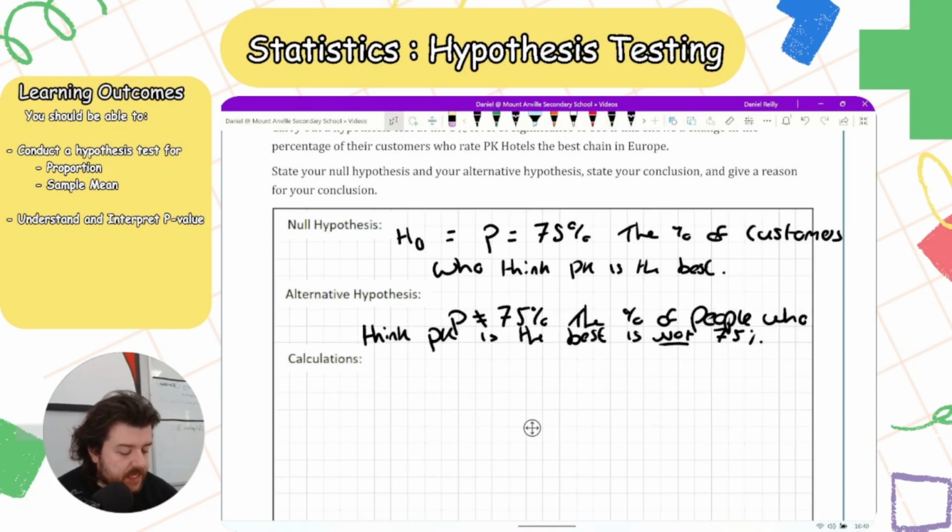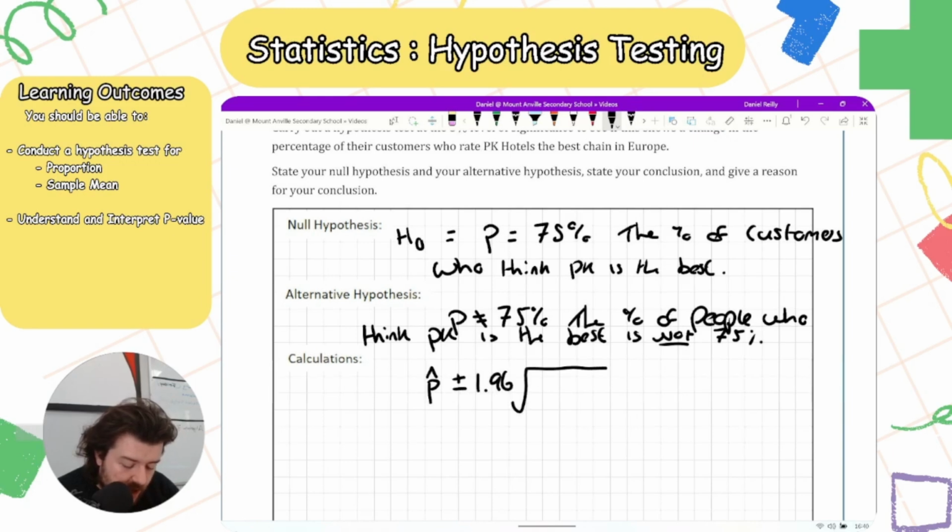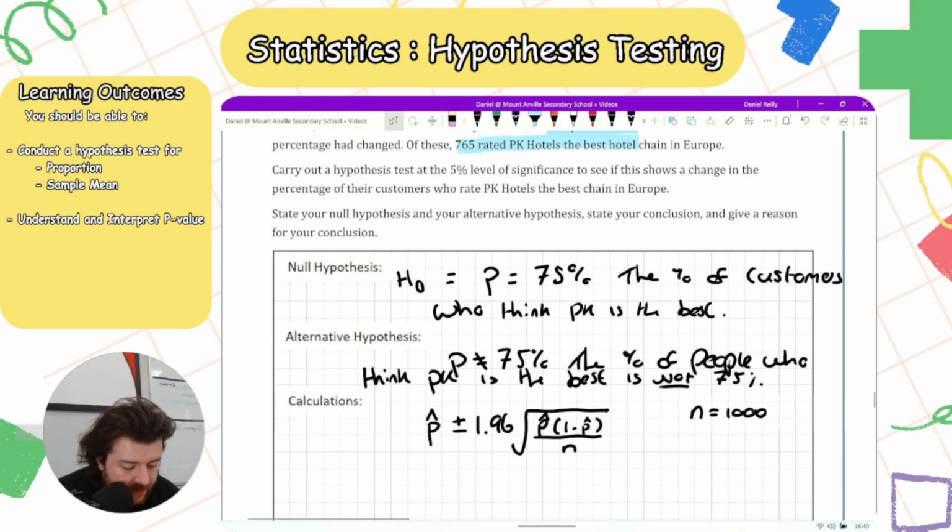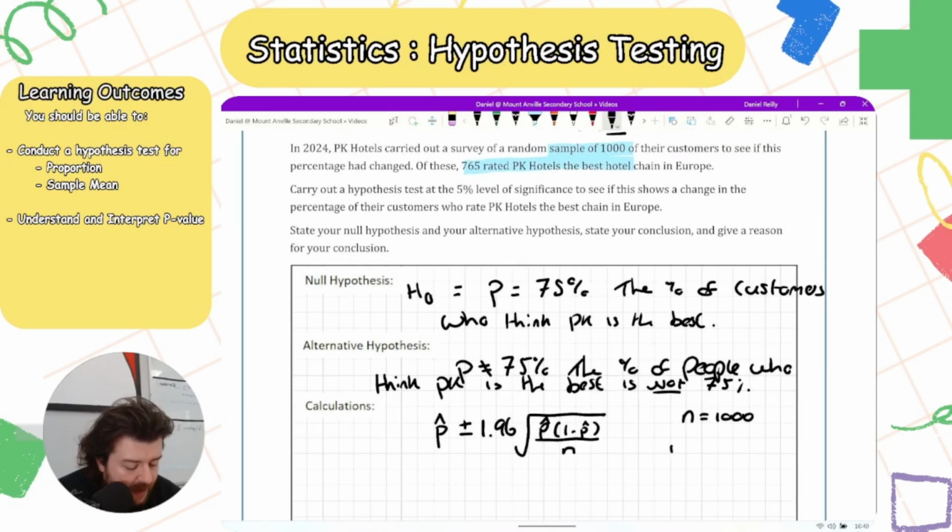Right, so let's do my hypothesis test. We're dealing with population proportions, so the one we can do is our confidence interval. That is p hat plus or minus 1.96 square root of p hat times 1 minus p hat, all over n. And n is equal to 1,000. Then p hat is my sample proportion. 765 out of those 1,000 people voted for it, so that is going to be 0.765.